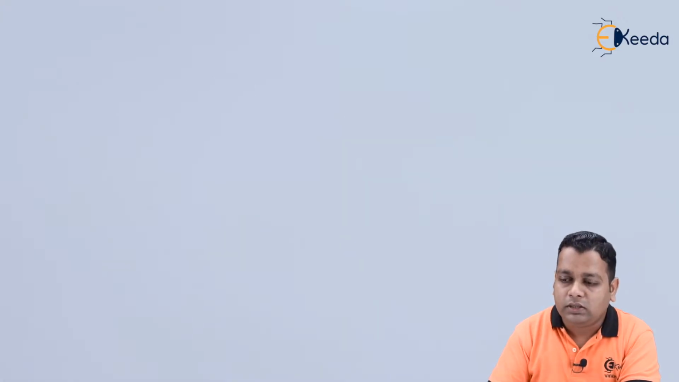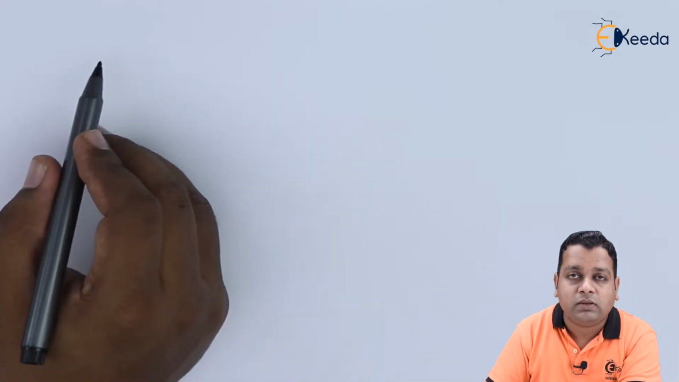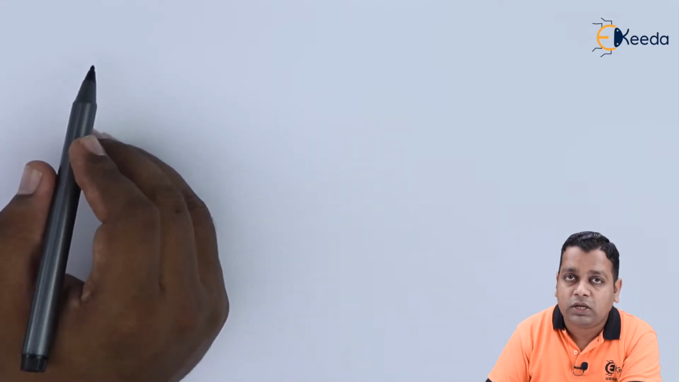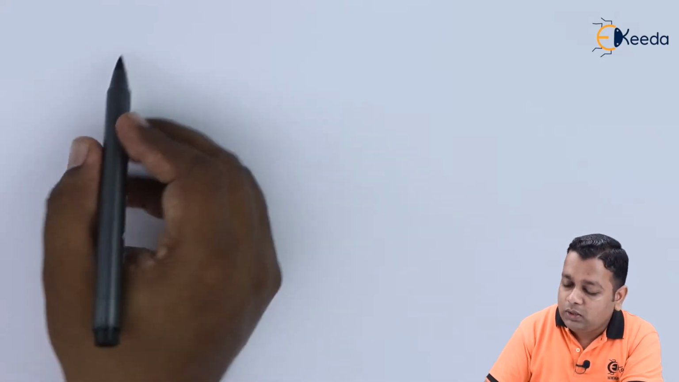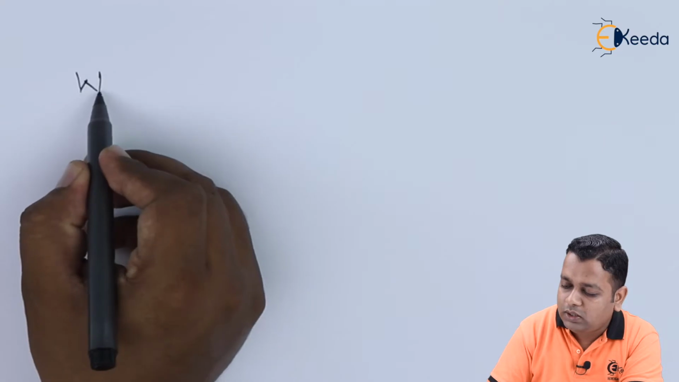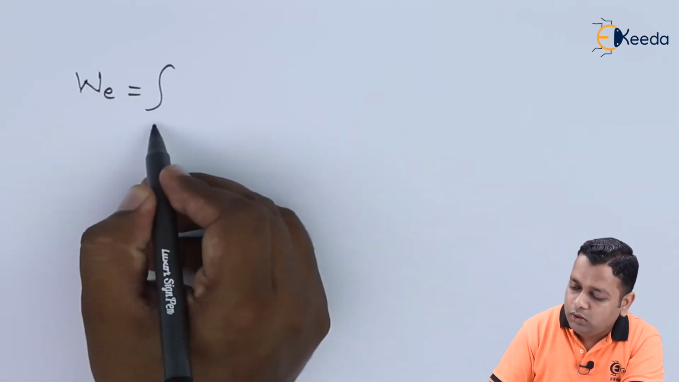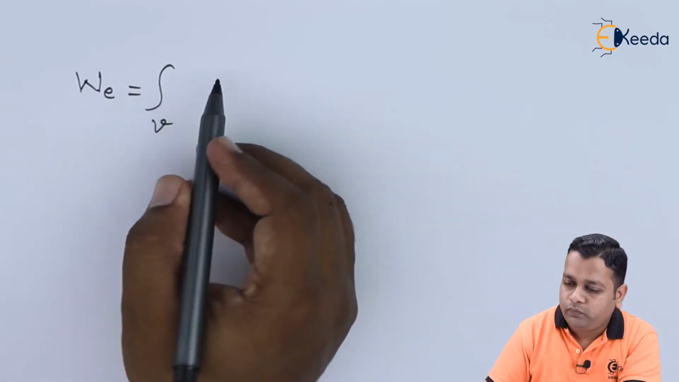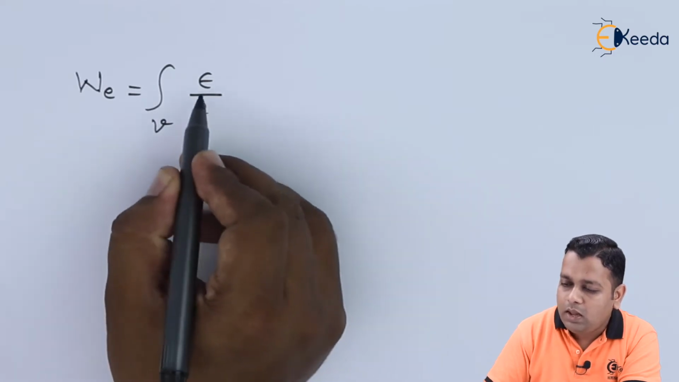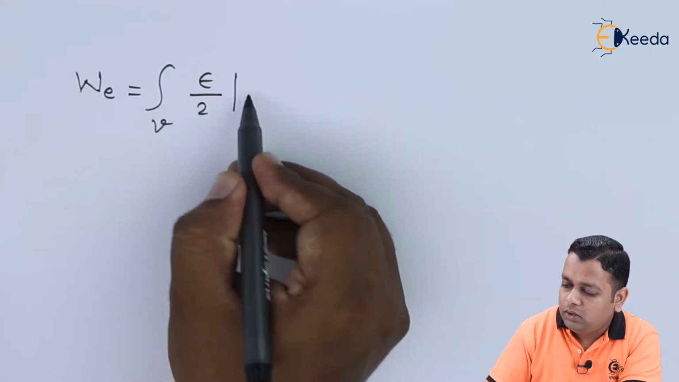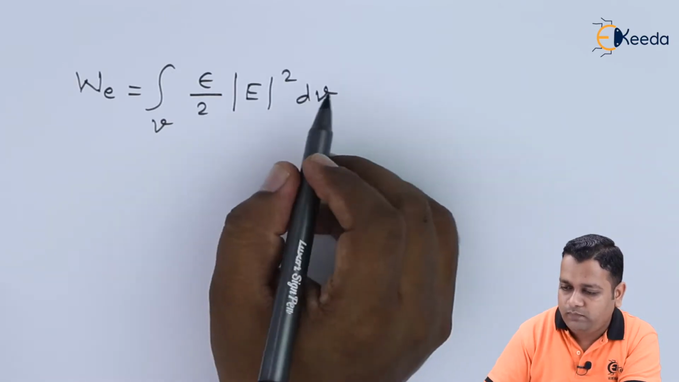Now the total energy stored in the resonator can be obtained by a simple integration of the energy density over the volume of the resonator. Therefore, we can express the total energy stored W suffix E as equal to the volume integral over V of epsilon divided by 2 times the magnitude of capital E squared, dV.